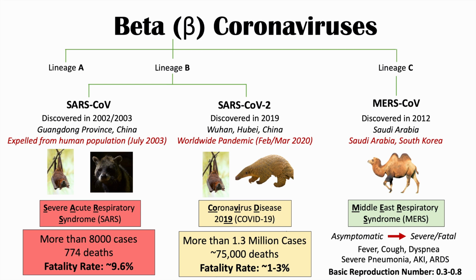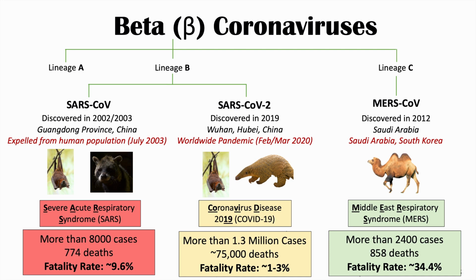So remember that I said if the basic reproduction number is less than 1, this virus will basically die out, because one individual is only infecting maybe a third of individuals that come into contact with that individual. So it doesn't spread. It'll actually eventually die out. So as of this moment, this virus is still in the world. It has more than 2,400 cases that have been confirmed, and confirmed 858 deaths. So the fatality rate is approximately 34.4%, very high fatality rate.